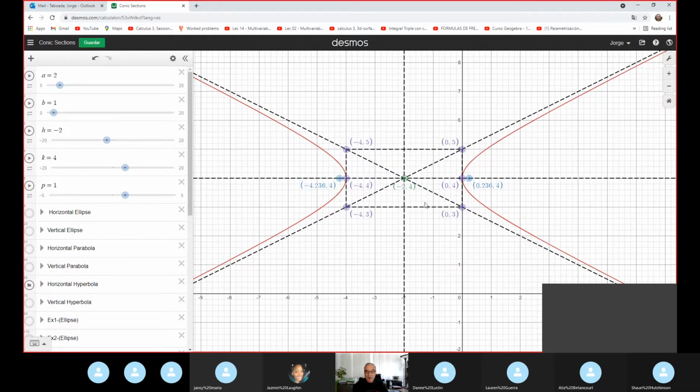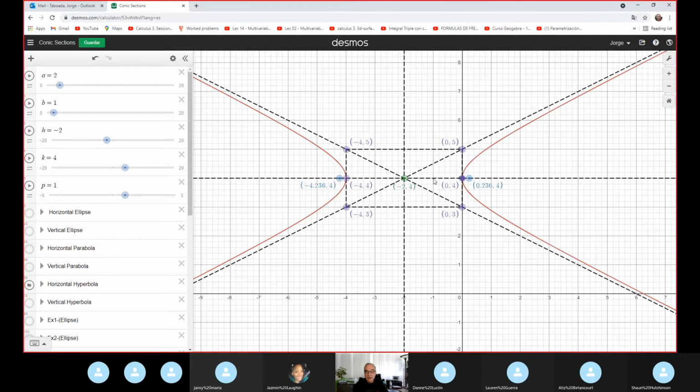Okay. Center: negative 2, negative 4 in green color. Vertex: 0, 4 and negative 4, 4. And this is the corner of the reference rectangle. It's easy because this segment is A and this segment is B. In our example, B is 1.